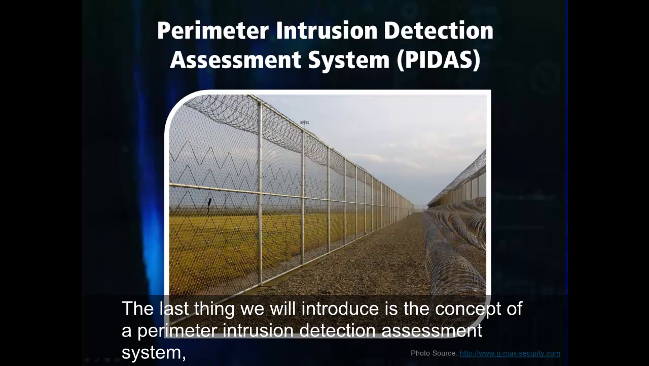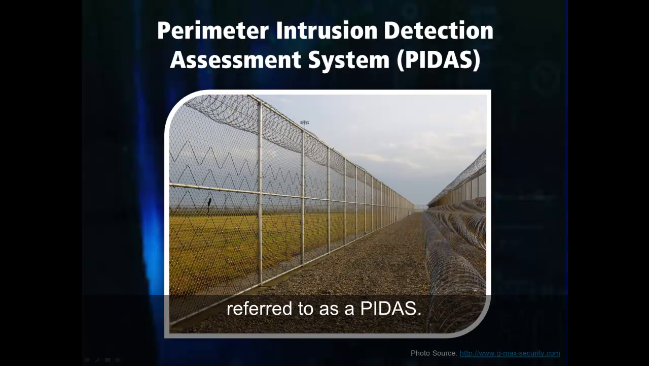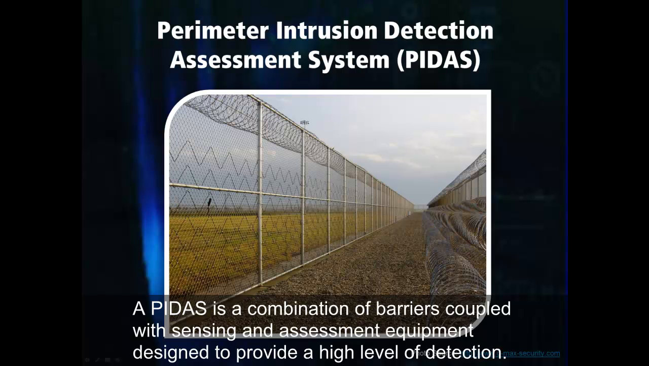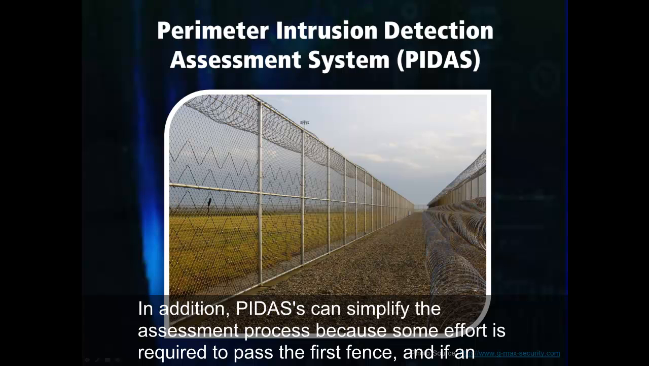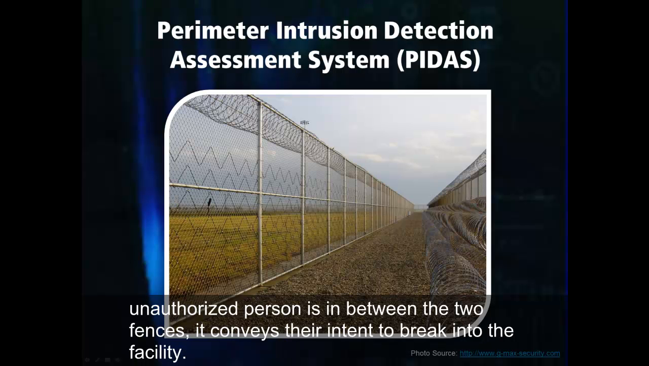The last thing we will introduce is the concept of a perimeter intrusion detection assessment system, referred to as a PIDAS. A PIDAS is a combination of barriers coupled with sensing and assessment equipment designed to provide a high level of detection. On one fence, you will notice cables draped along the fence, which can detect an adversary attempting to climb or cut through the fence. In addition, PIDASes can simplify the assessment process because some effort is required to pass the first fence, and if an unauthorized person is in between the two fences, it conveys their intent to break into the facility.